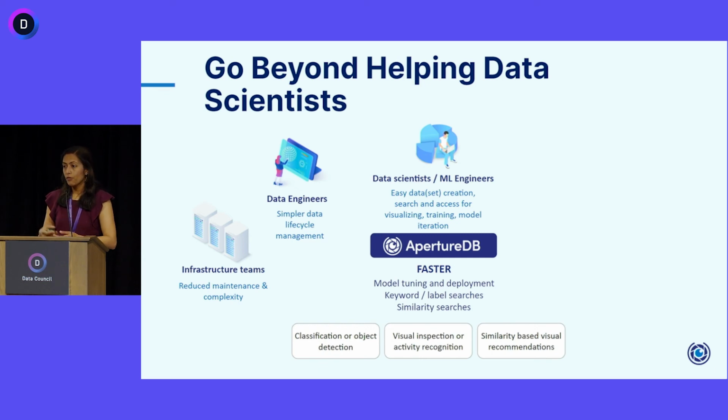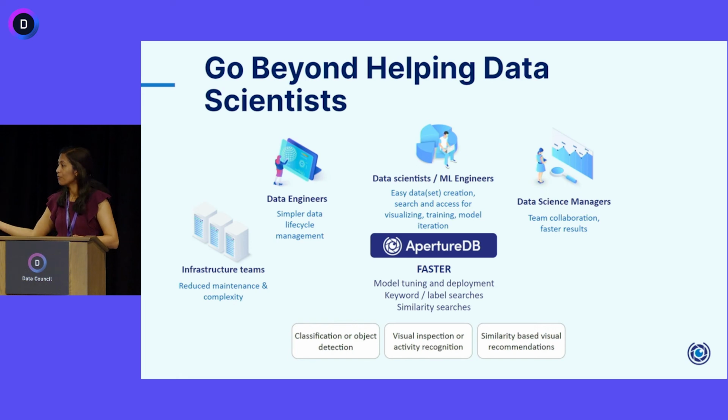Now, with ApertureDB, of course, data scientists can move faster. We've been targeting to help them build their recommendations, classification, and all those pipelines fast through faster searches. But we also help a lot of other personas. For example, now the infrastructure people don't have to maintain 4 or 5 systems. They have to maintain 1.